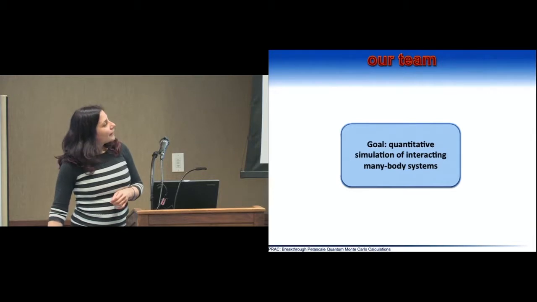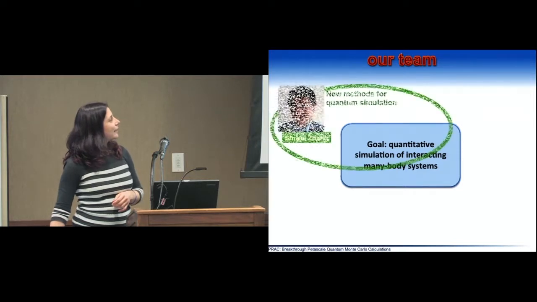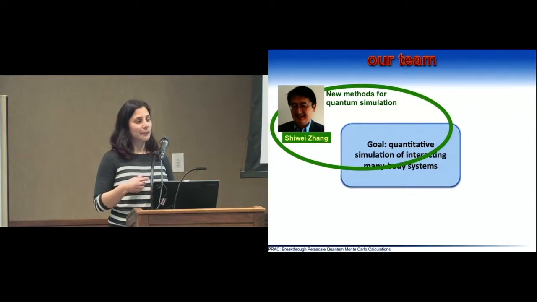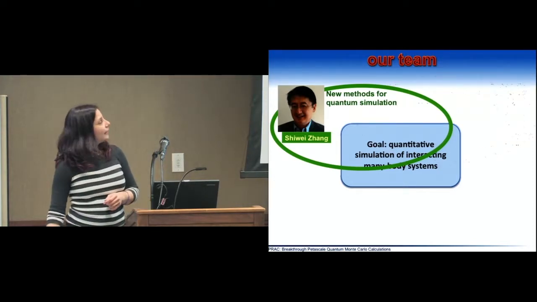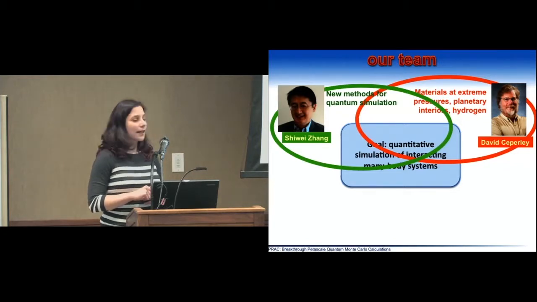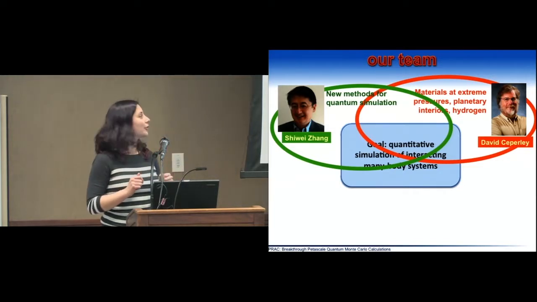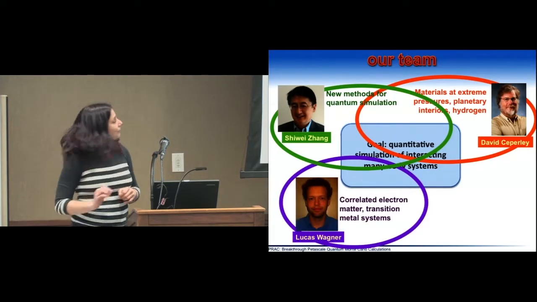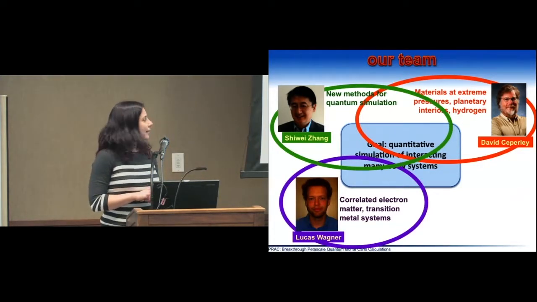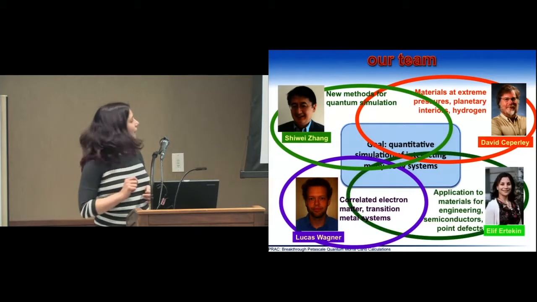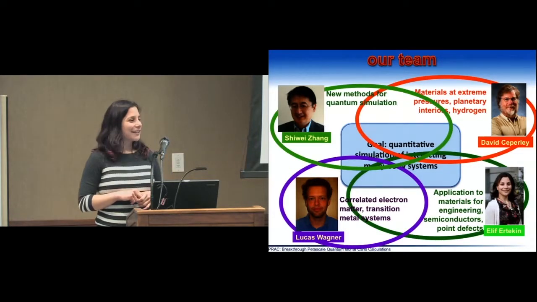So here's our team. Like I said, our goal is quantitatively simulating these interacting many-body systems. Shiwei Zhang, our PI, focuses on new methods, so development of methodologies for quantum Monte Carlo. David Sepperly in the physics department here focuses on materials at extreme pressures, so what might the interior of Jupiter look like? What happens to hydrogen when you subject it to lots of high pressure? Lucas Wagner is interested in correlated electron systems, transition metals, superconductors, and other schemes. And me, I am the one engineer out of the otherwise team of physicists.